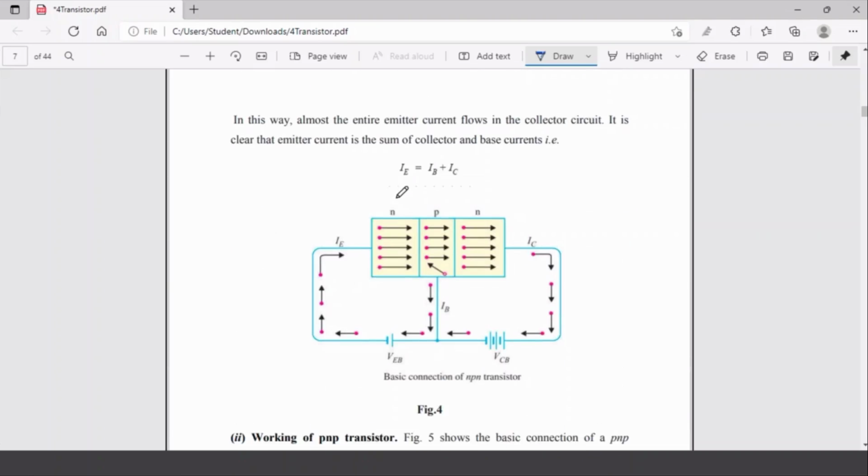So this is the structure, this is the figure here, this is the N region, this is the P region, and this is the N region. P is the thinnest. So what happens in this particular case? This is forward bias condition, this is the reverse bias condition. Forward bias means we are connecting this N type, so it should be connected to negative. P, that means it is connected to positive.